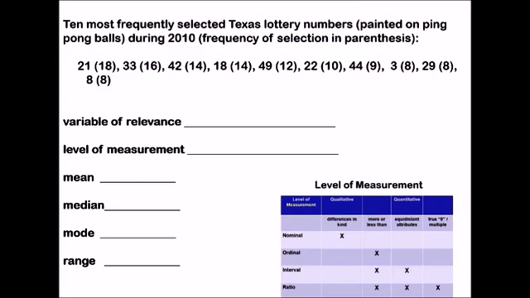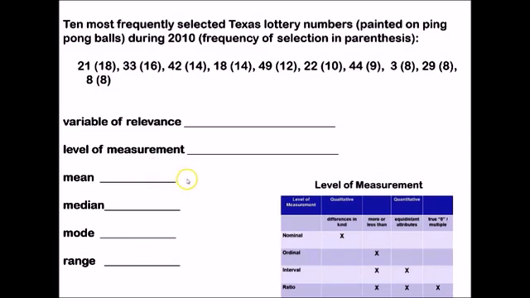And so we're looking at the number of the 10 balls with given numbers that were most frequently selected during that year. They have lotteries, I think, on a weekly basis, the big lottery. And so what 10 balls were most frequently selected? So the variable of relevance would be what? The most commonly selected lottery balls, right? The numbers of the most commonly selected lottery balls. What would be the level of measurement?